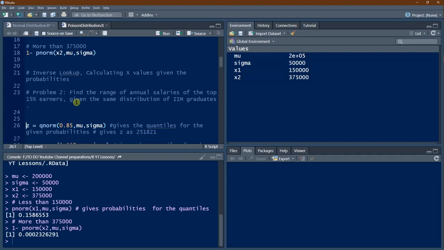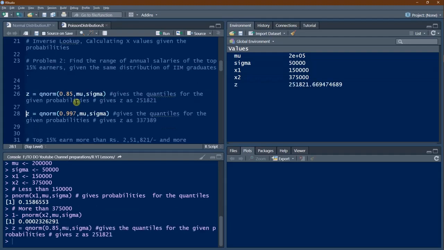the q which is going to give you that value. So you are getting 251821, that is 2,51,821, as the minimum salary of the top 15%. For the maximum, you have to give qnorm, and you need not give 1. If you give 1, you will get infinite. So you have to give something lesser than that.